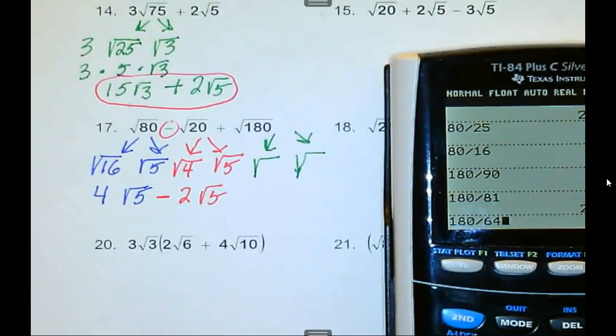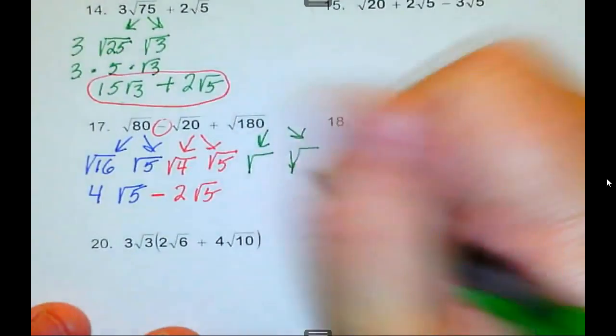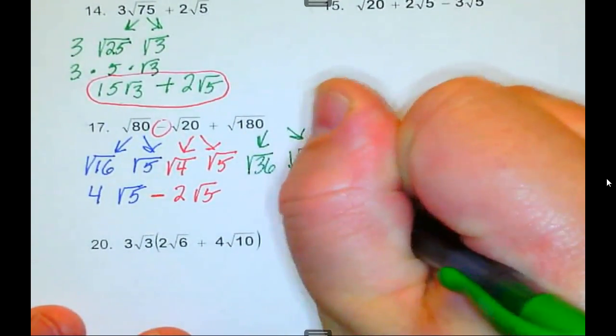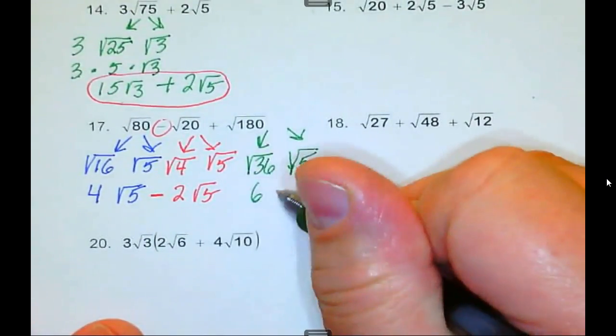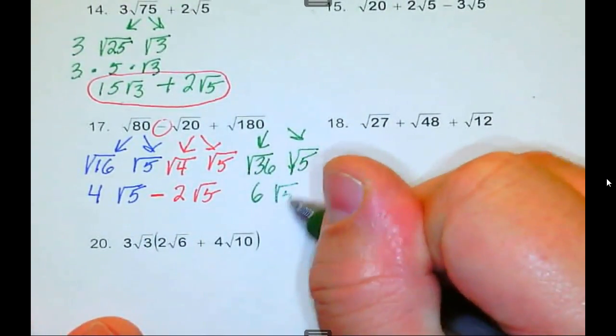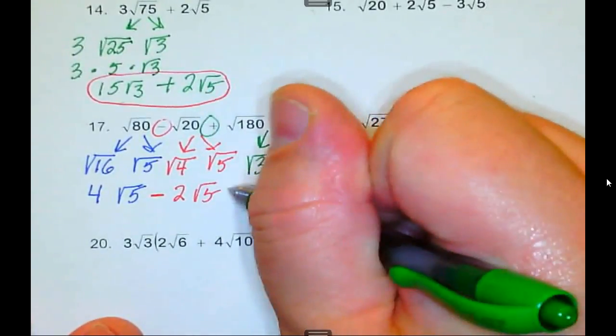180 divided by 64. Decimal. 180 divided by 49. Decimal, that's not it. Let's see, 6 squared is 36. So 180 divided by 36. And 5. Look at that. 36 and 5. Square root of 36 is, you guessed it, 6, square root of 5. And this is a plus sign.